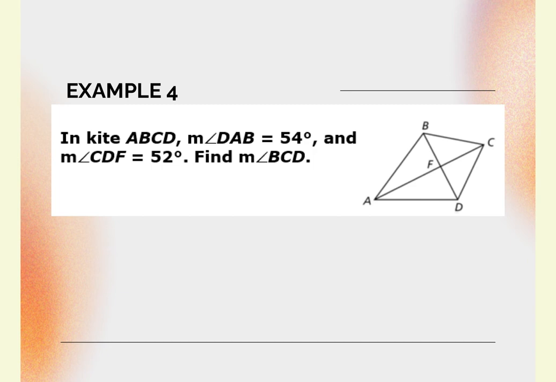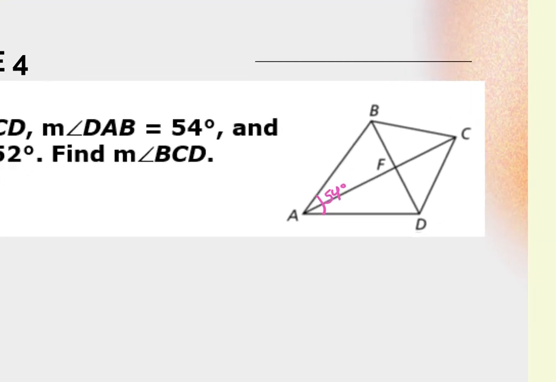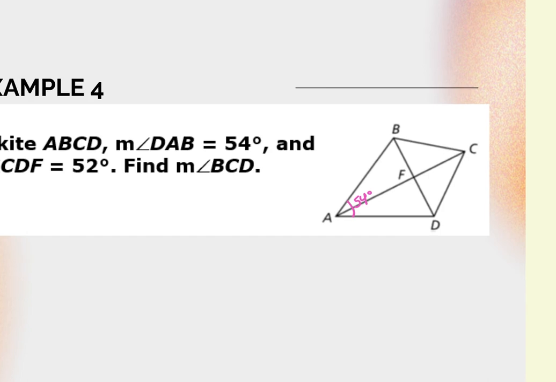A kite. I know because it's in the instructions. It will either say kite like it is in the directions, or it will actually be labeled with your congruent sides, okay? Matthias, you have a question? Okay, so in kite ABCD, angle DAB is 54 degrees, and angle CDF is 52 degrees. It wants you to find the measure of angle BCD.